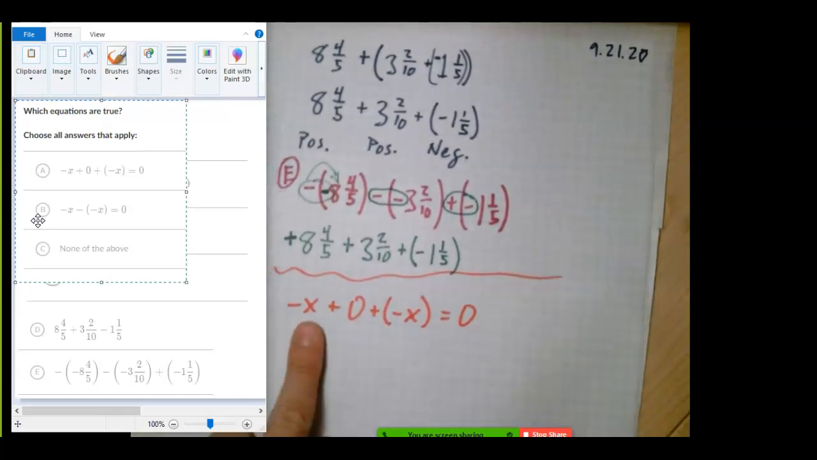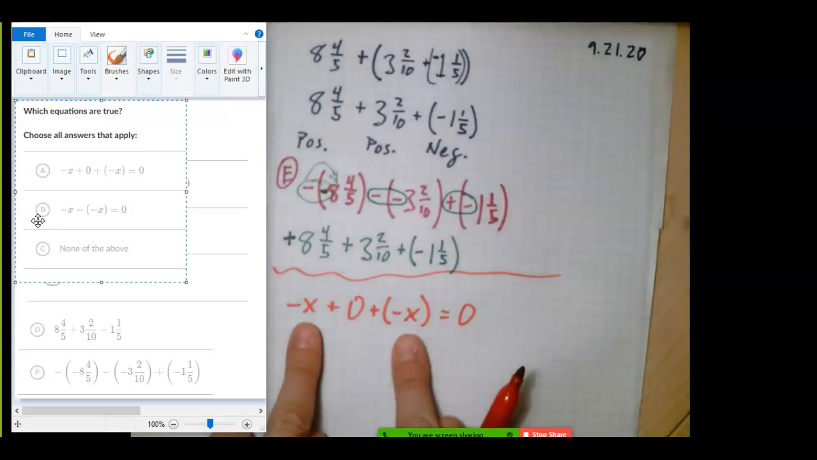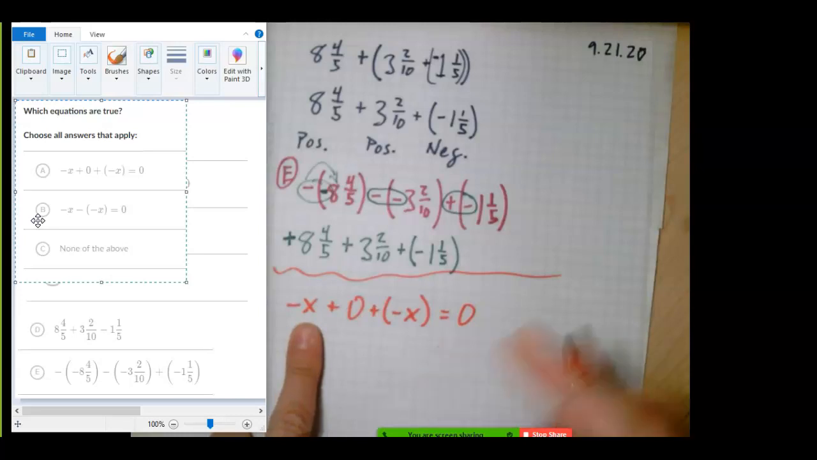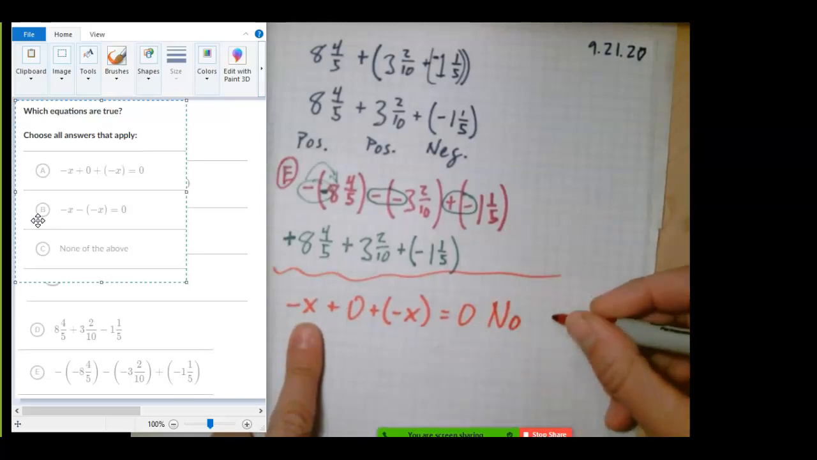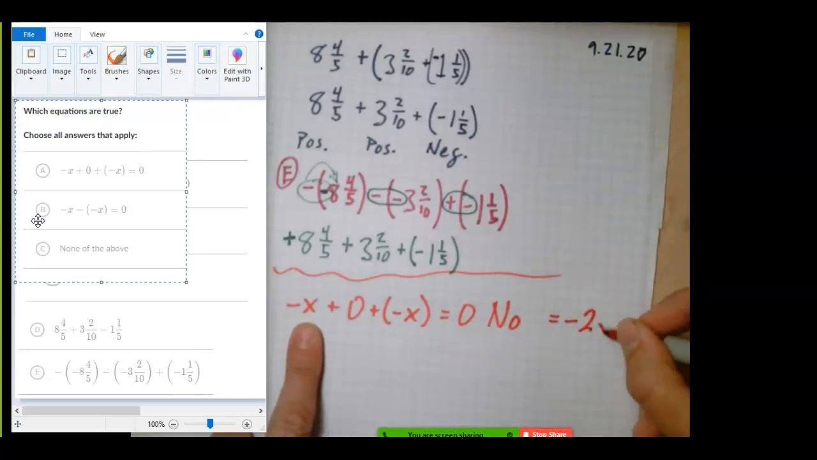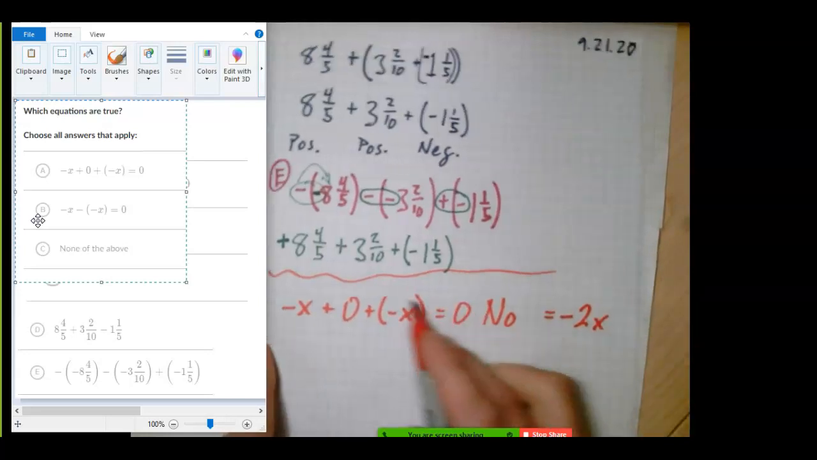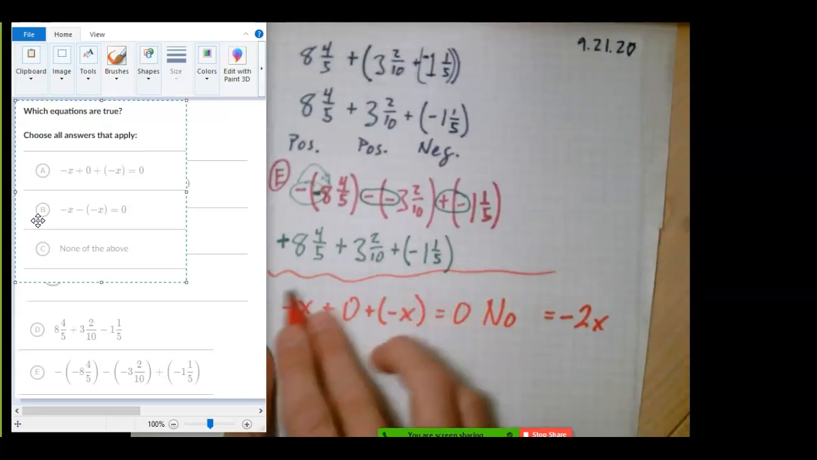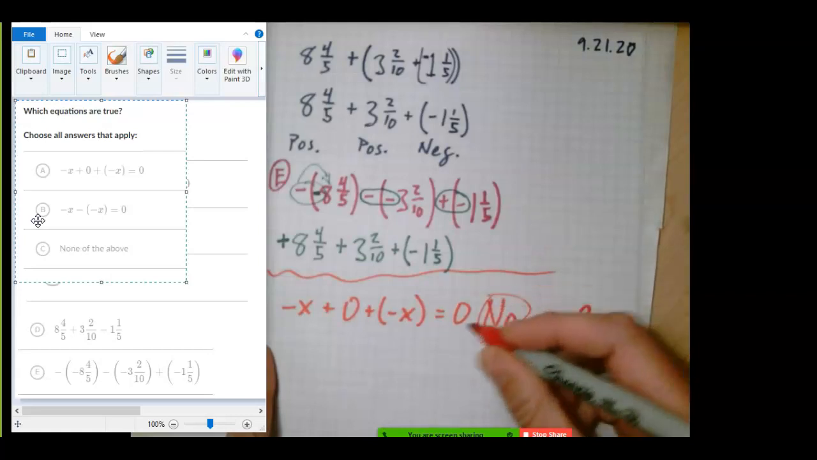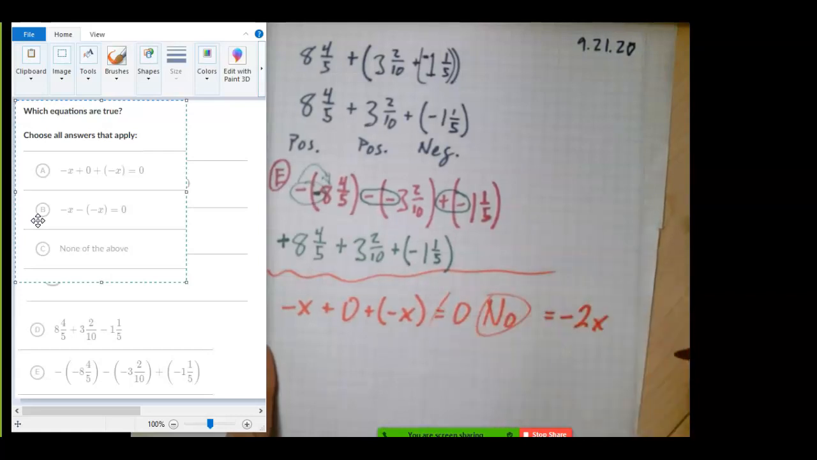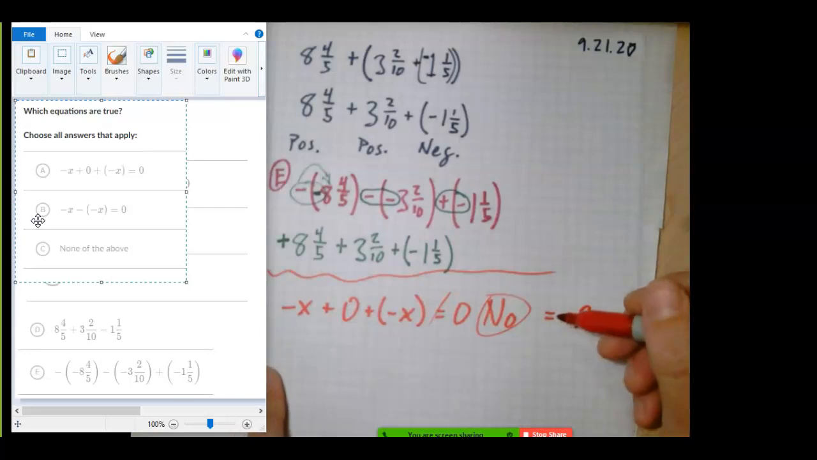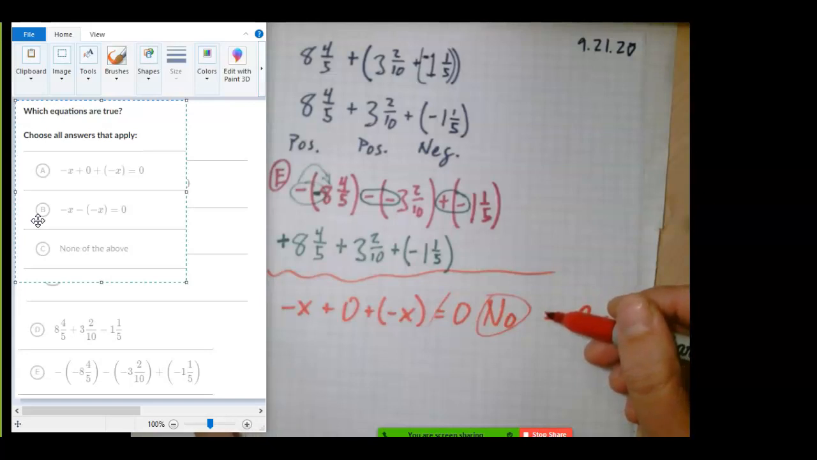It doesn't matter. But if we have a bad guy x and another bad guy x, do they neutralize? No. This should actually be negative 2x. So this is not a true statement. This is false. That's not equal. If we look at B, sorry, is anyone confused on why A is not true? A lot of you guys marked that it is true.